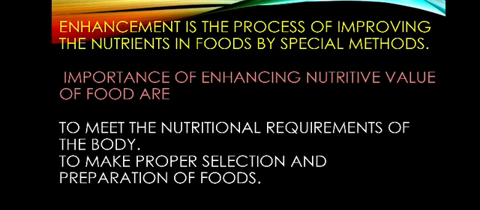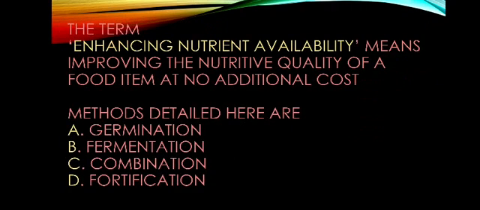So for this reason alone, we can improve the nutritive value, the quality of nutrients present in a food. We can improve it by certain processes, and we are improving the nutritive value to meet the nutritional requirement of the body, to make proper selection and preparation of foods. For these things, we are enhancing the nutrient availability. The term enhancing nutrient availability means improving the nutrient quality of a food item at no additional cost.